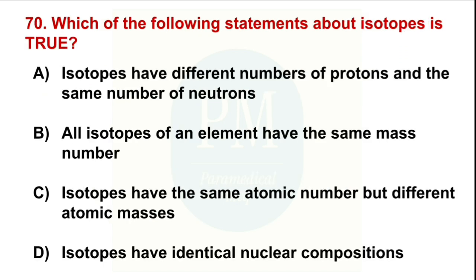Which of the following statements about isotopes is true? Option A, isotopes have different number of protons and the same number of neutrons. Option B, all isotopes of an element have the same mass number. Option C, isotopes have the same atomic number but different atomic masses. Option D, isotopes have identical nuclear composition. The correct option is option C. Isotopes have the same atomic number but different atomic masses.